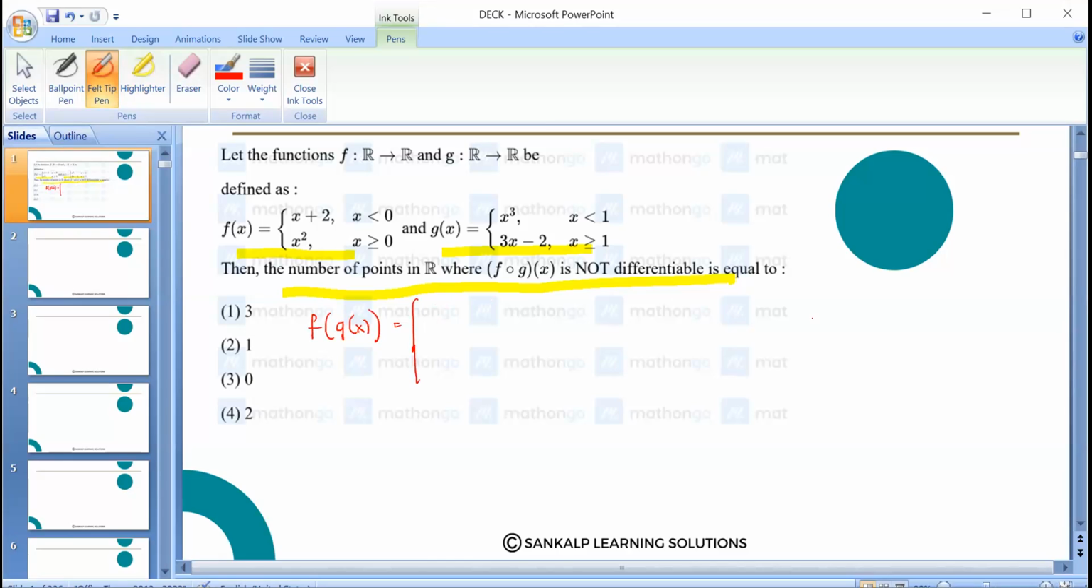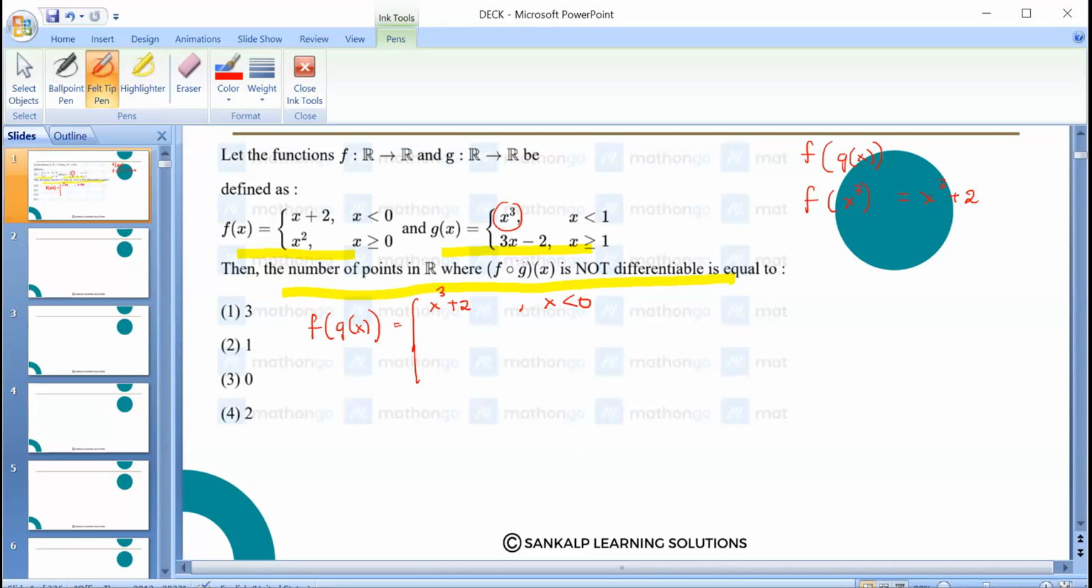So first, f of g of x will be for x cube. G of x I will write as x cube. Then f of x cube will be, because it is less than 1, x cube plus 2. So the first function will be x cube plus 2, but then the values of x should be less than 0.